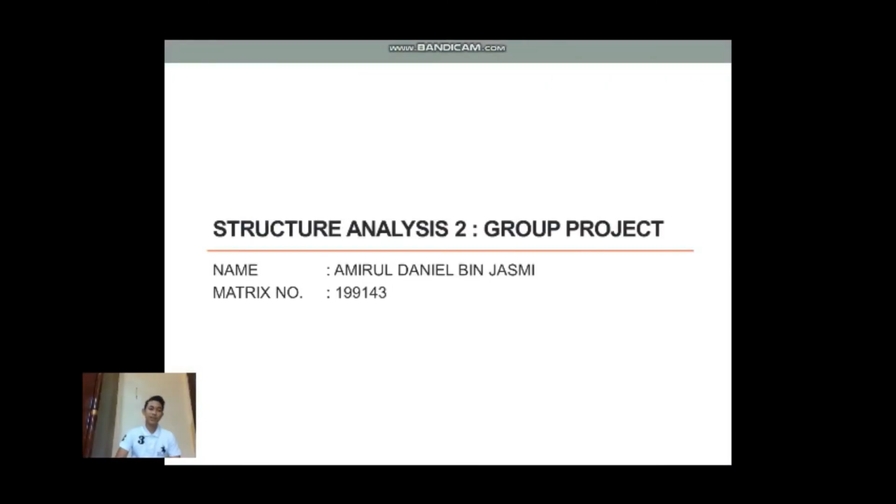Hi and Assalamualaikum. My name is AMIRUL bin JASMI. My matrix number is 199143. So for our structure analysis 2 group project, I managed the software part, which is SAP 2000 version 16, and also the conclusion part.